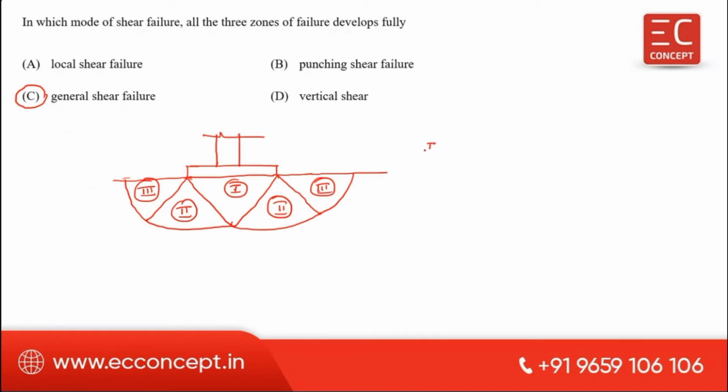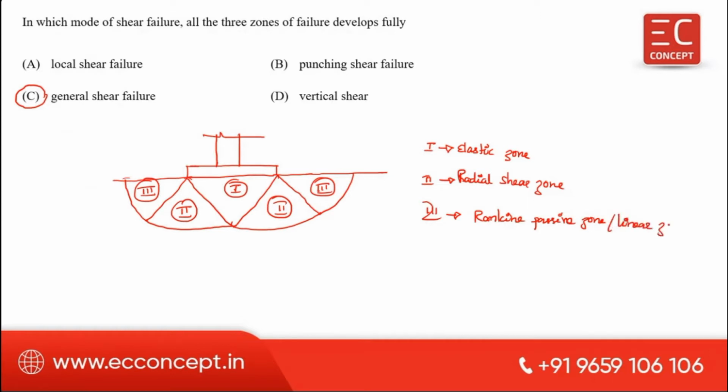This first zone is called the elastic zone. The second zone we call the radial shear zone. The third zone we call the Rankine passive zone or linear zone. So only under general shear failure will these three failure zones take place. Therefore it's general shear failure, not local shear failure, not punching shear failure.